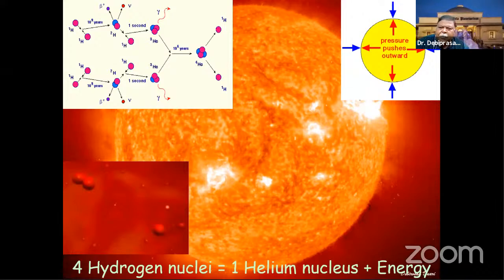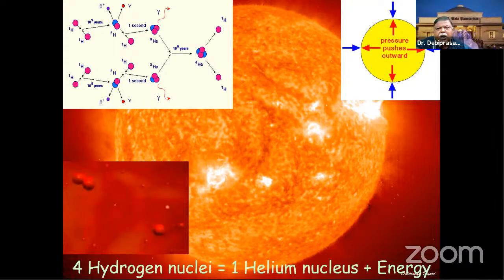This thermonuclear fusion reaction has been experimented on Earth, but till today they cannot efficiently contain it, right? So they use this reaction to explode a hydrogen bomb. But inside the sun, in a very regulated manner, when these four hydrogen nuclei come together, fuse together and produce a helium nucleus, a huge amount of energy is produced.